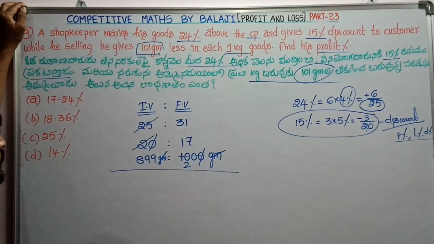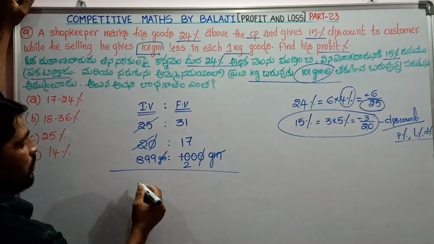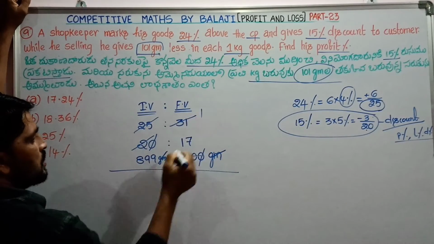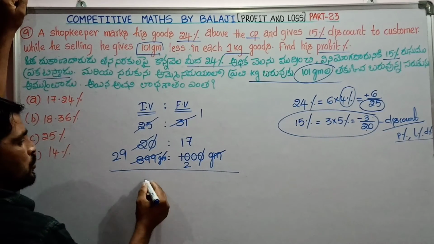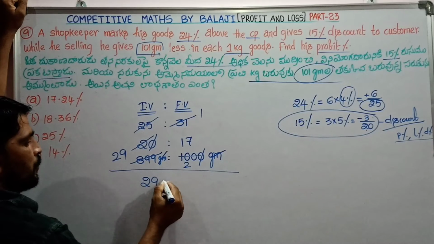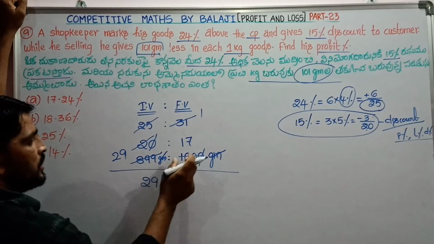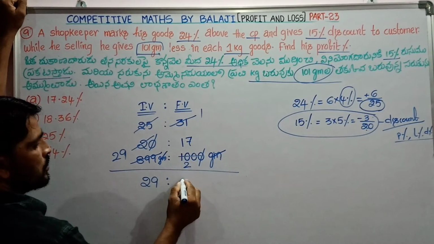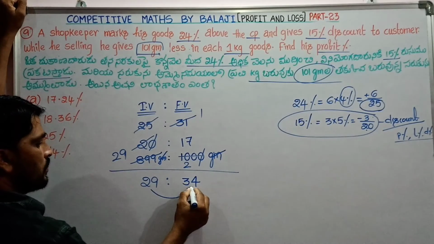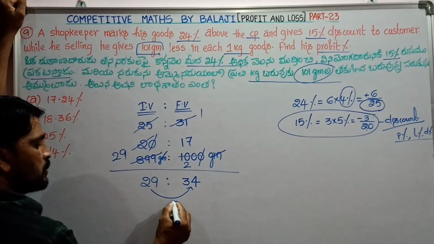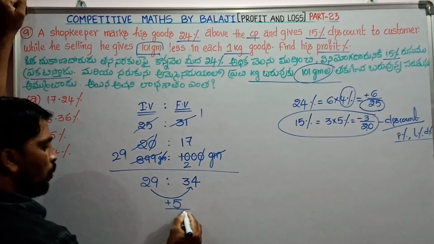Okay. Yes. 31 ones are 31, 29s are. So final ratio of initial value to final value is 29, 17 twos are 34. He gets 5 units profit over 29 units.